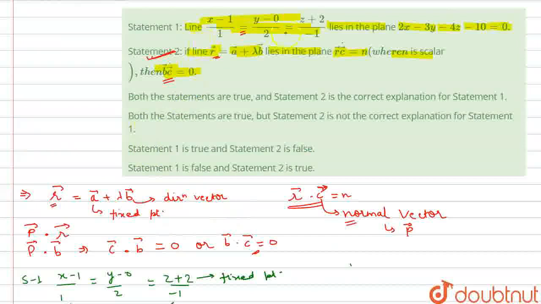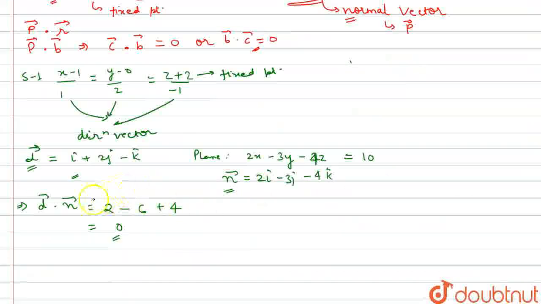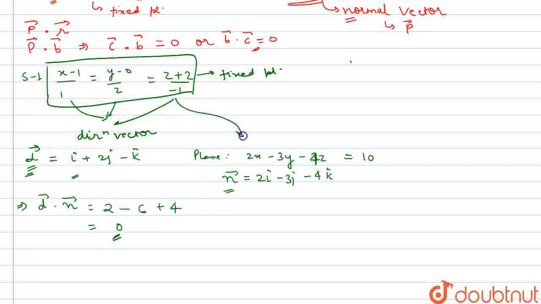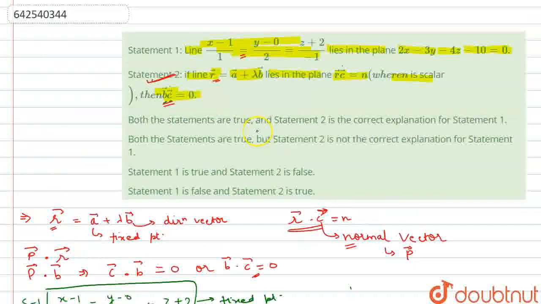Hence verified, as we have proved in statement 2 that for a line to be lying in some plane, the normal vector dot the direction vector should be 0, and we have found here that the direction vector and the normal vector dot is equal to 0. Therefore this particular line is lying in this particular plane. So statement 1 is also correct, statement 2 is also correct, and statement 2 is a correct explanation for statement 1. Hence option A will be the correct answer.